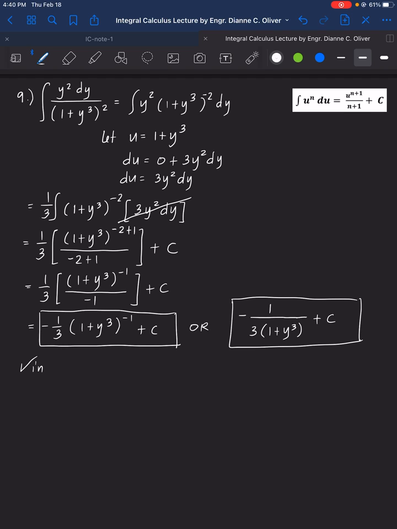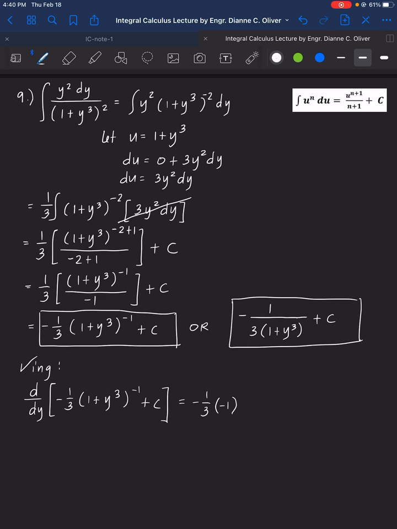Checking. So let's see if what we did is correct. Can we turn this answer back to the given? Let's see. So dy of negative 1/3 (1 plus y raised to 3) raised to negative 1 plus c, that is equal to negative 1/3. Bring down the exponent negative 1.